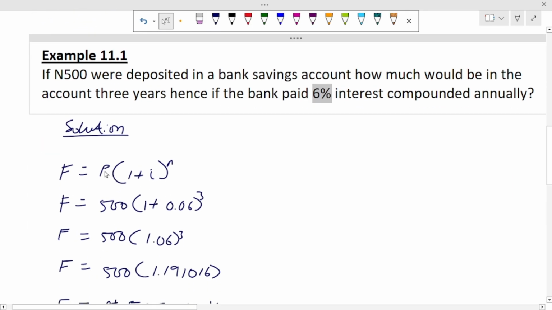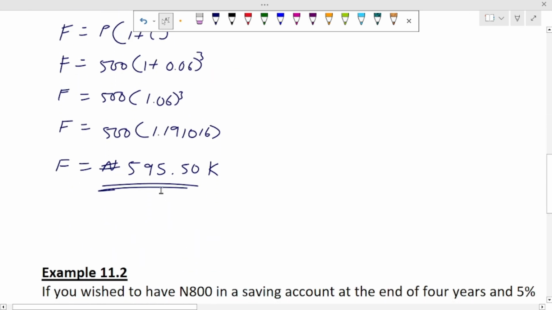Again, just plug in the values. Where you have P, 500. 1, of course, that's 1. Where you have I, you put the 6%. 6% is 6 over 100, which is 0.06. And number of years is 3. So you put it there. And of course, you do the same thing. This plus this gives you this. Cube gives you this. Multiply by this, and it gives you this.